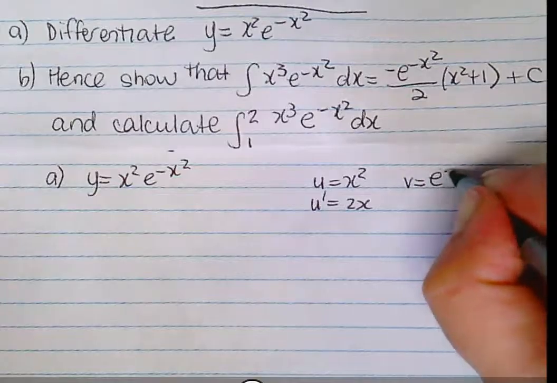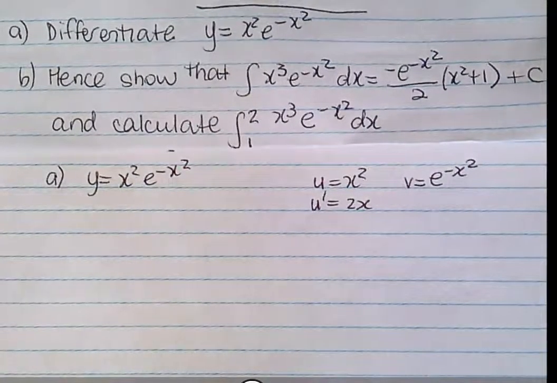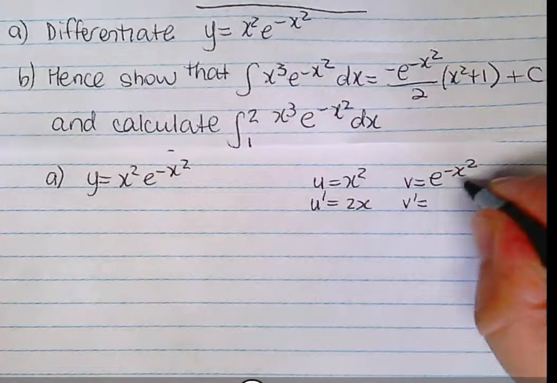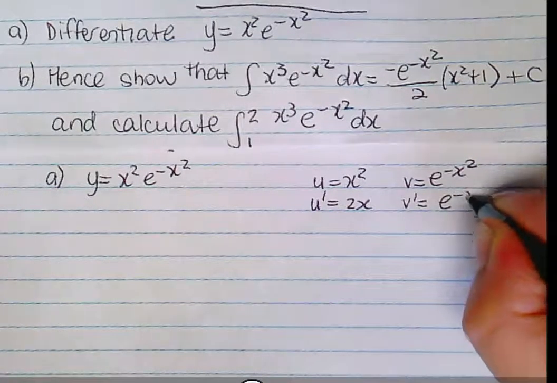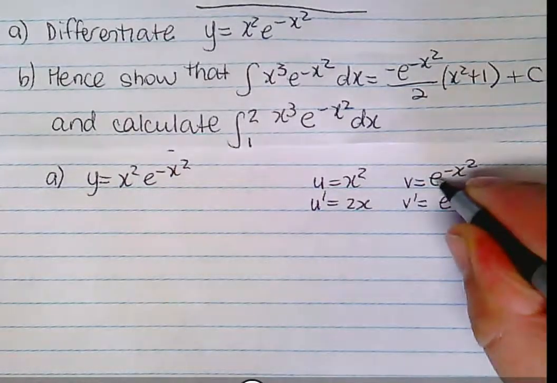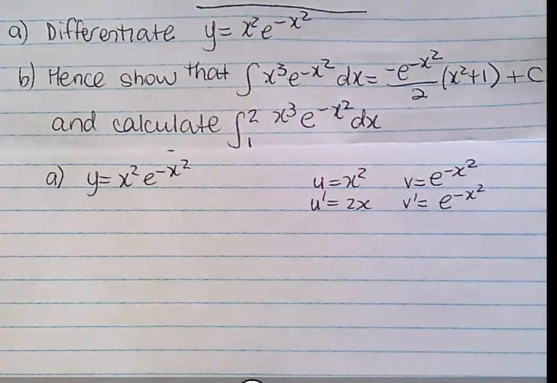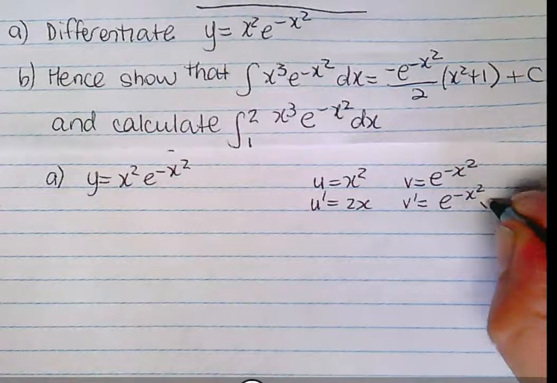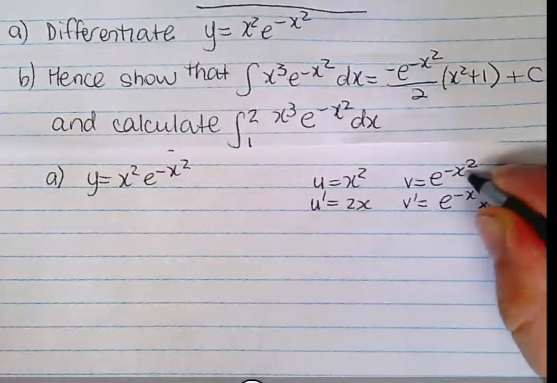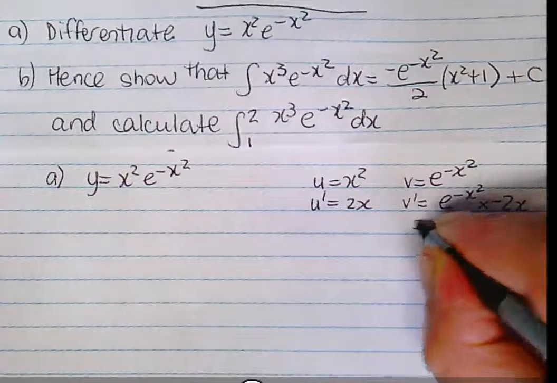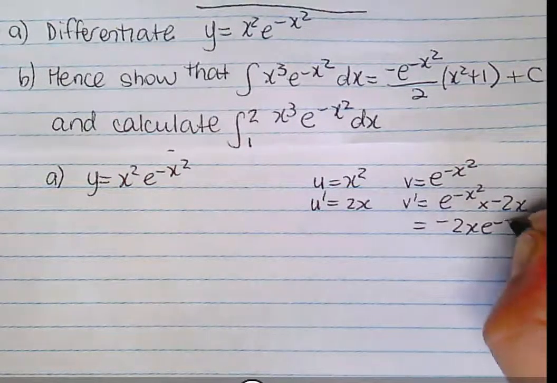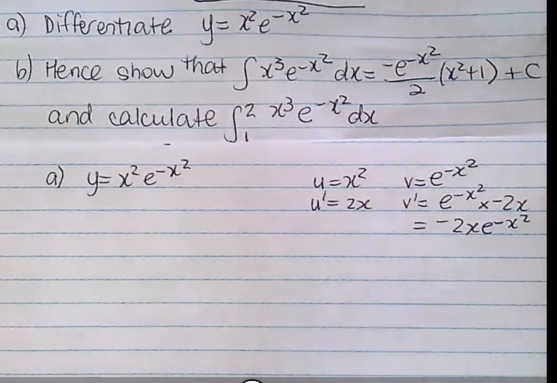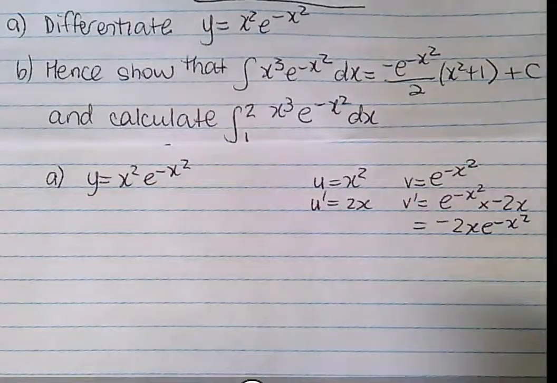Now v is e to the negative x squared, and v dash is, remember, we're differentiating e to the function of x. When you differentiate e to the function of x, you get e to the function of x times the derivative of negative x squared, which is negative 2x. So you get negative 2x e to the negative x squared as that derivative. So just be careful there that you don't mix up differentiating and integrating.